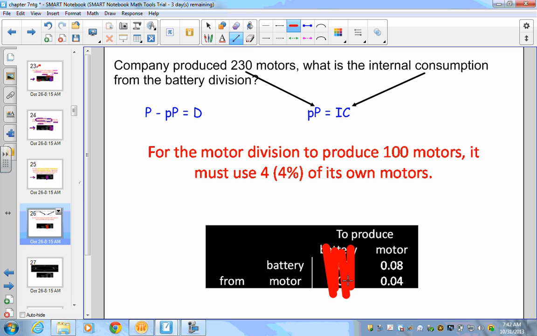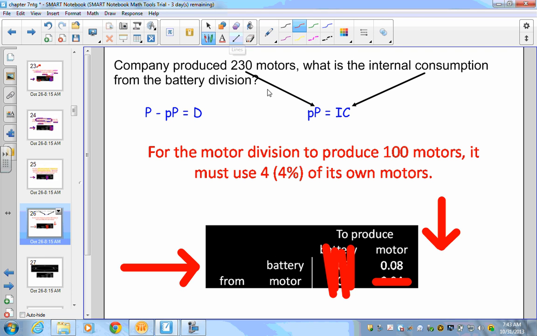Okay, what is the internal consumption from the battery division? Okay, so we're producing motors, which means we read it this way. Okay, and from the battery division, which means we're going to read it this way. Okay, so we're looking for from the battery. Oh, that's 0.08. Okay, so when we get this information into a formula, we're going to take 0.08, and then we are going to put it into where little p is.